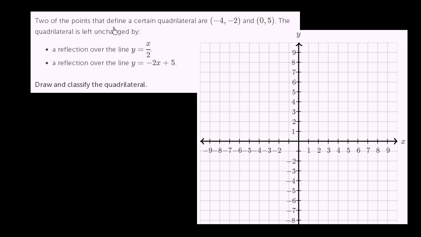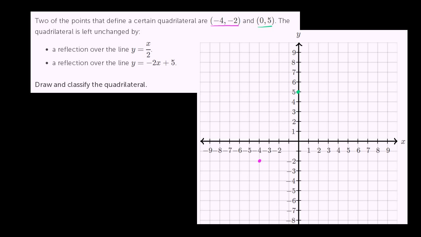Two of the points that define a certain quadrilateral are -4, -2, so let's plot that, and 0, 5. So that's 0, 5 right over there. The quadrilateral is left unchanged by a reflection over the line y is equal to x over 2.